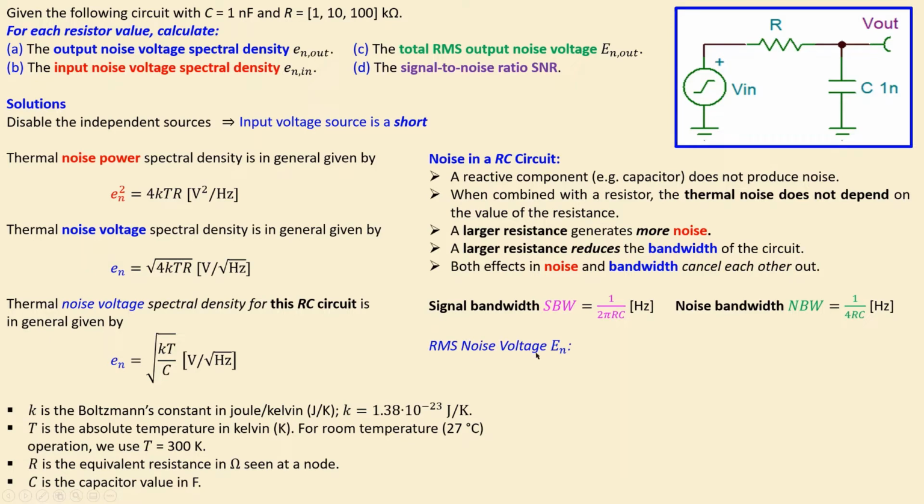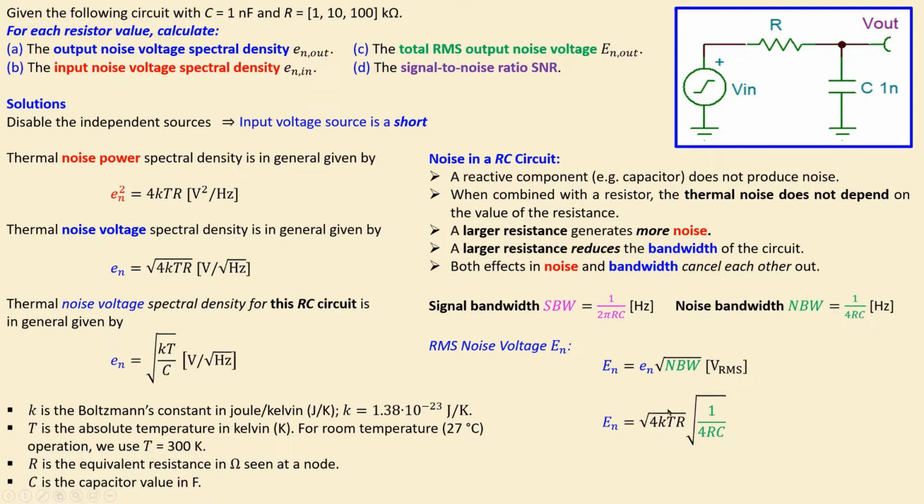Then the RMS noise voltage will be given in this form. So the capital letter E sub n is the small letter e sub n times the square root of the noise bandwidth, and that will have a value in volts RMS. This is what we already know from this expression, and this is what we have here. So if I now substitute the values for my RMS noise voltage, I have the square root of 4 kTR times the square root of 1 over 4 times RC.